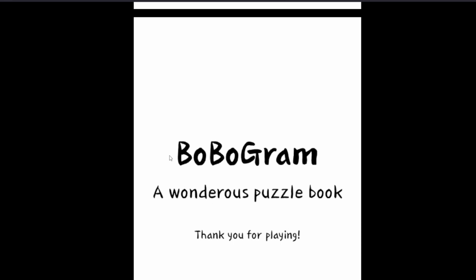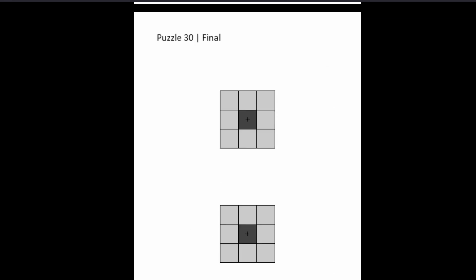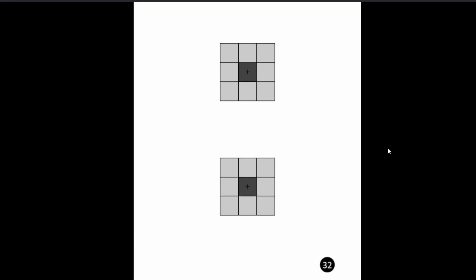Don't understand. Does the name mean anything? Bobo? Bobogram? I don't think the developer's named Bobo.